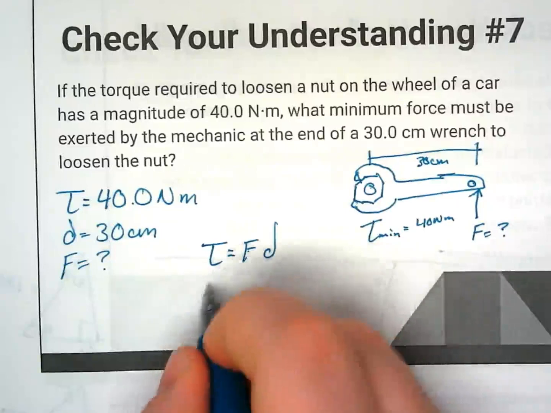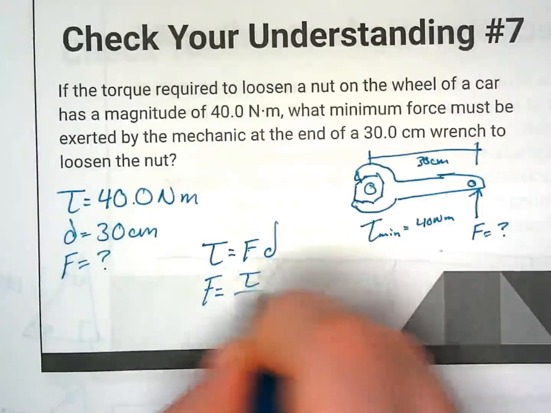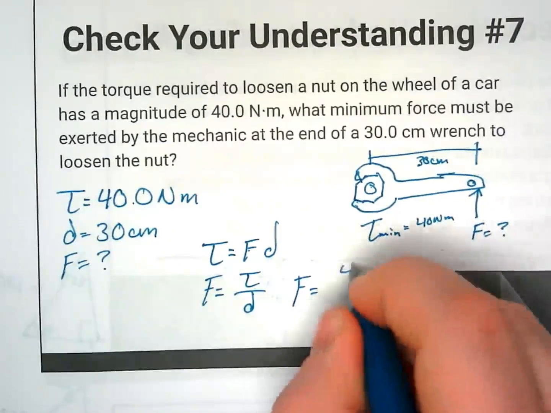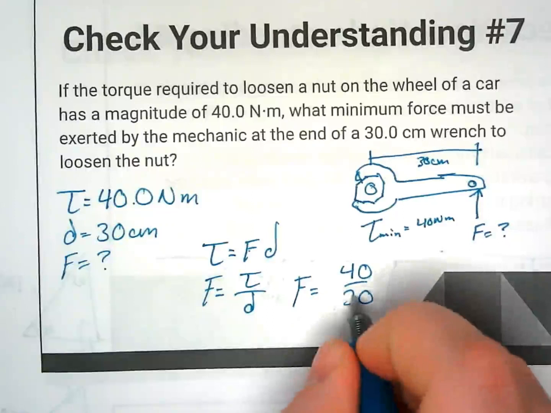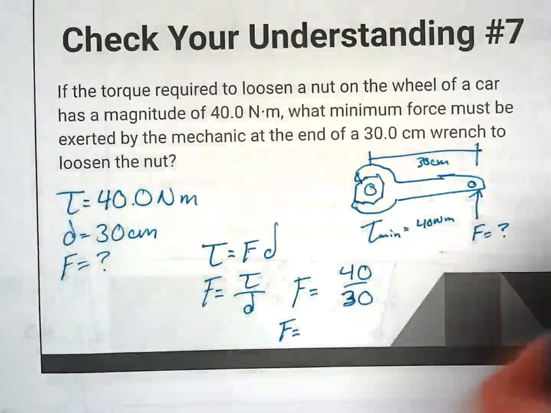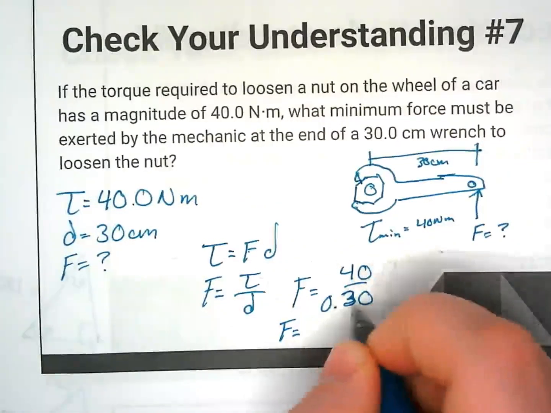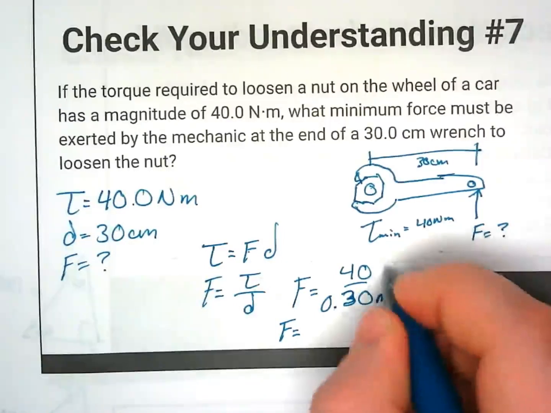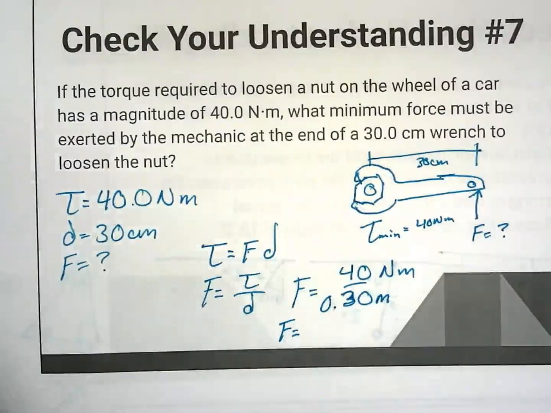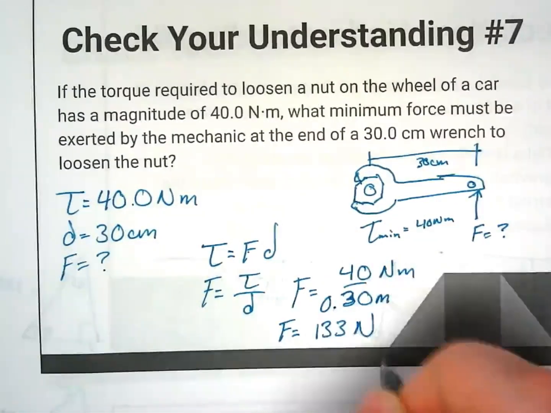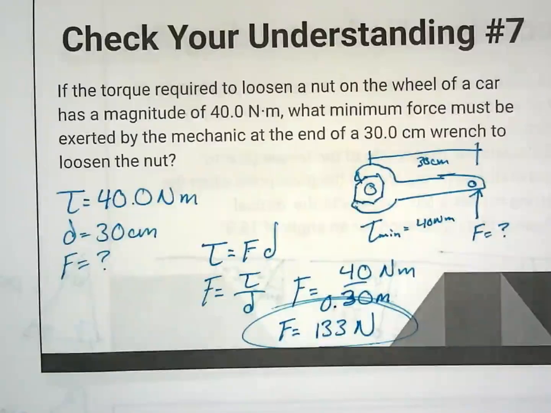We're trying to solve for this, so force is equal to torque divided by d, our lever arm. Which will then turn into F is equal to 40 divided by 30, easy peasy. Oh my goodness, second time I did this. 0.30 meters. 40 divided by 0.3. So the minimum amount of force that we need to apply here is going to be 133 newtons of force. And that's it, guys.